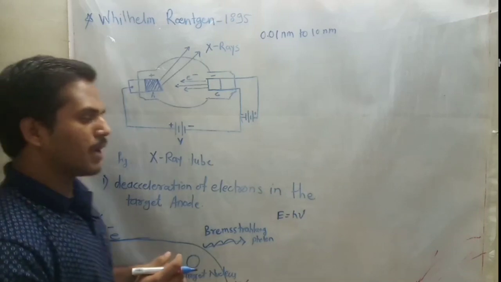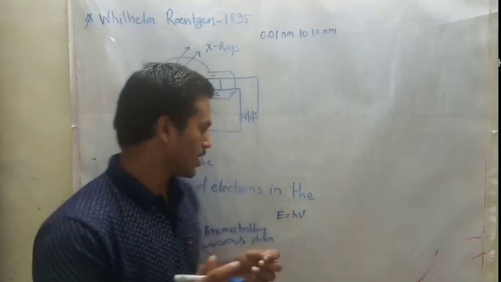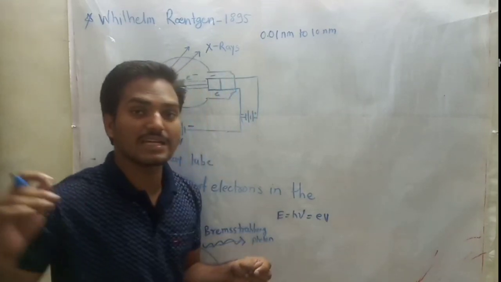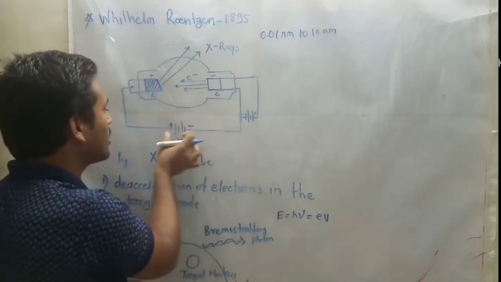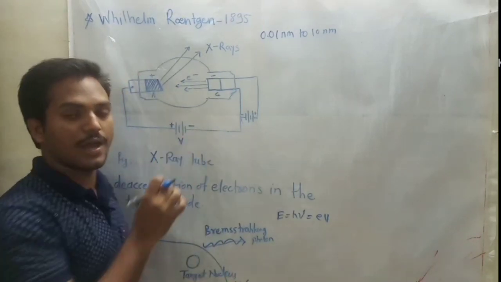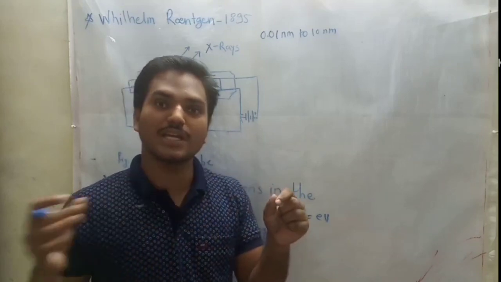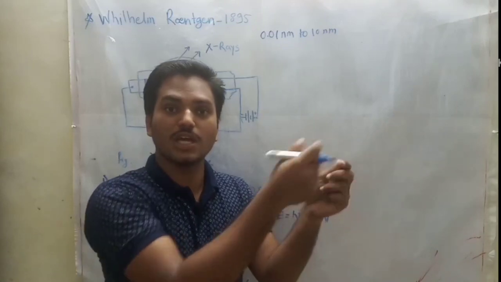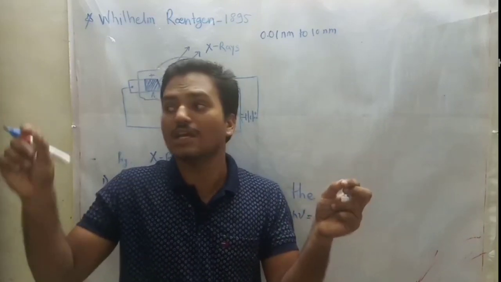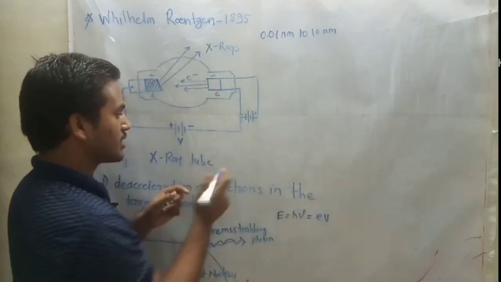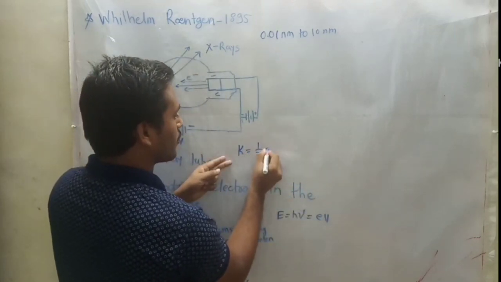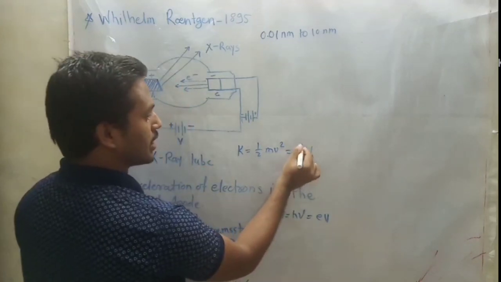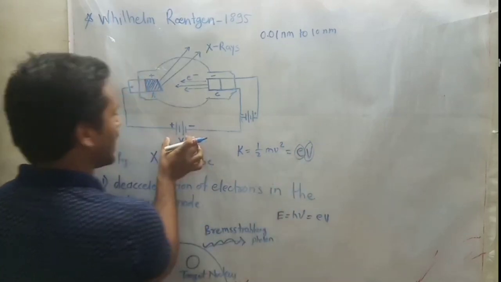Here, E equals h nu equals eV, the electron volt, because its initial kinetic energy is due to this applied potential, and when it suddenly stops, all its energy is converted into a photon. Hence, the energy of this photon equals this initial kinetic energy, and the initial kinetic energy is K equals 1/2 mv squared equals eV. e is the electronic charge, V is the applied potential.